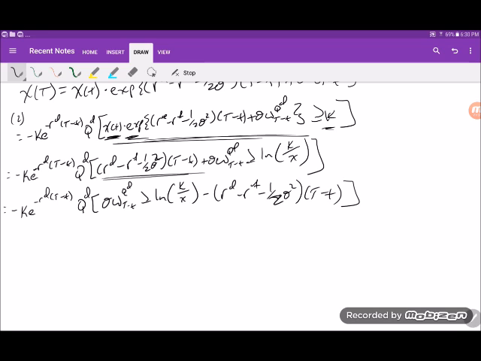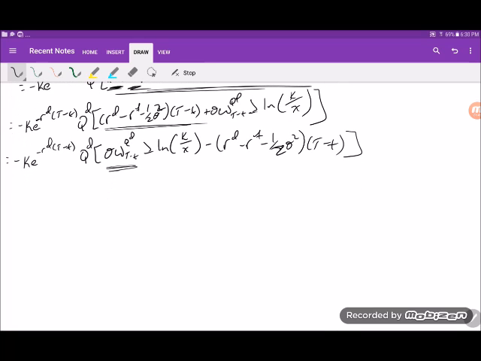So what I'm going to do is now normalize, because I'd like to get this as a standard normal variable. So realize that this is approximately normally distributed with mean 0 and variance sigma squared (T minus t). So I'm going to standardize it by doing X minus the mean over the standard deviation, then this number is simply sigma root (T minus t).